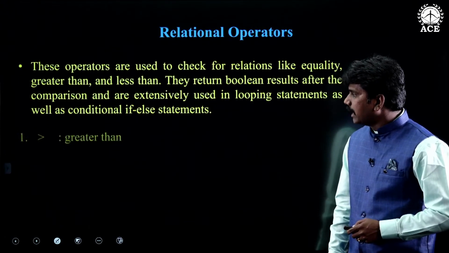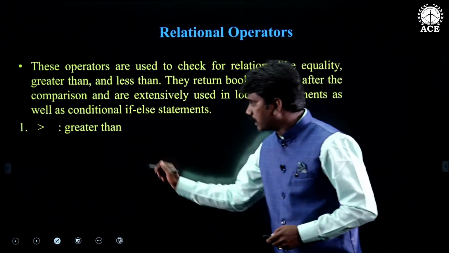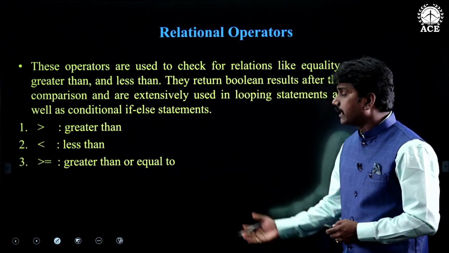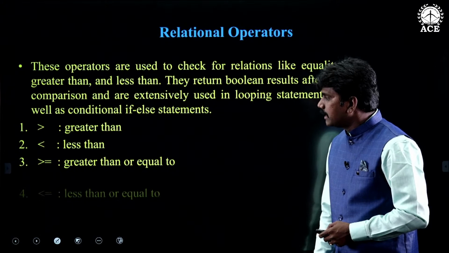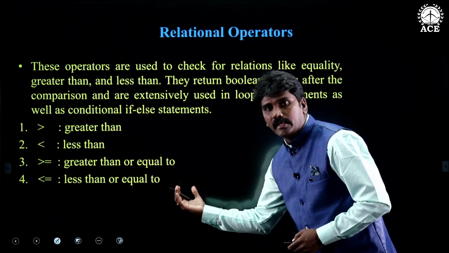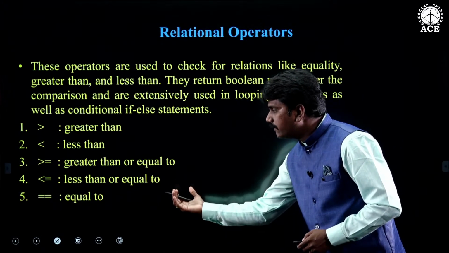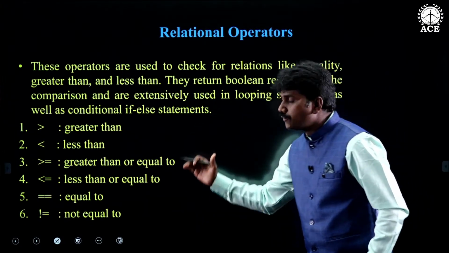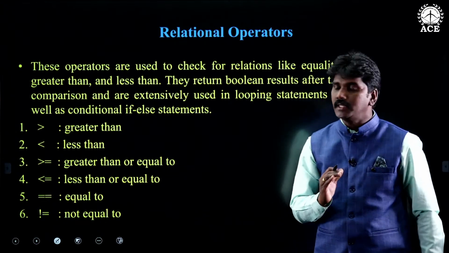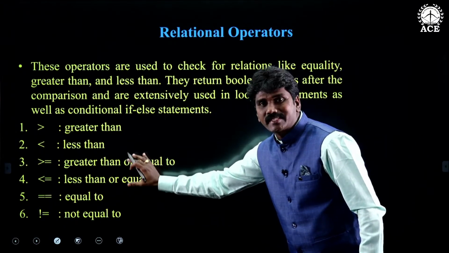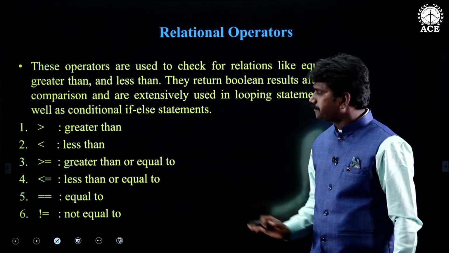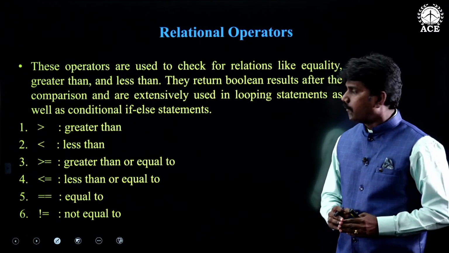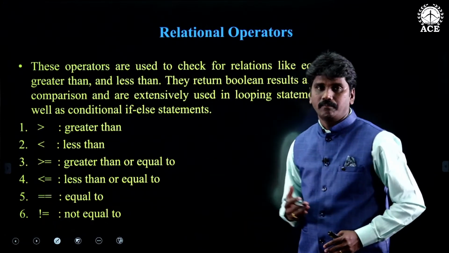What are the different relational operators we have? The first one is greater than, second is less than, third is greater than or equal to, fourth is less than or equal to, next is equal to, and the sixth is not equal to. For performing comparison, we have 6 types of relational operators. So, while using relational operators, what is going to be the result?